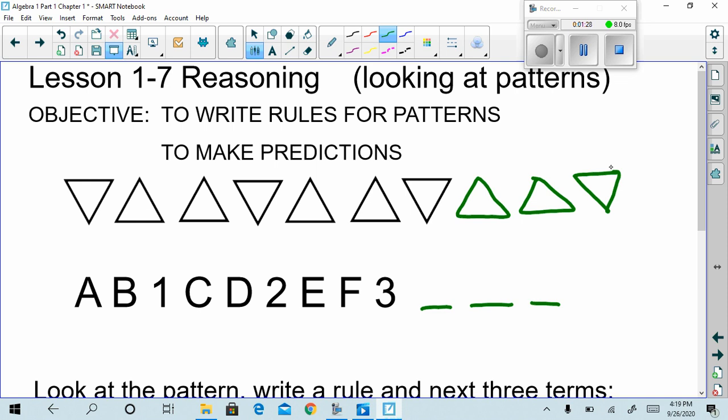The next one has a combination of letters and numbers. AB1, CD2, EF3, and it continues. Can you complete that pattern?